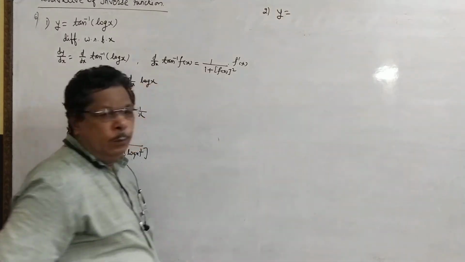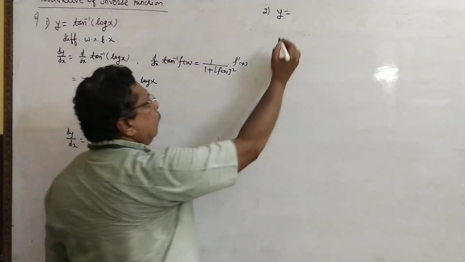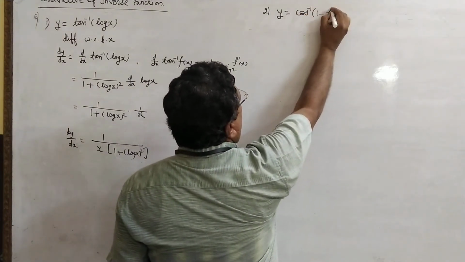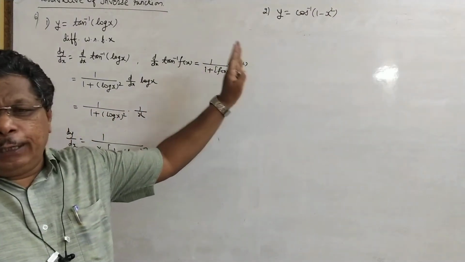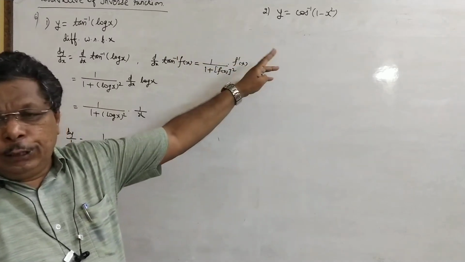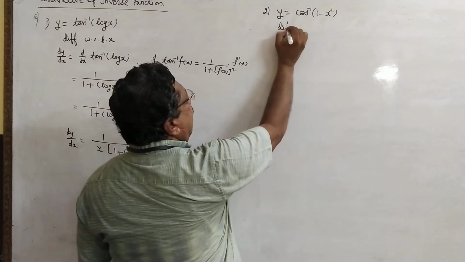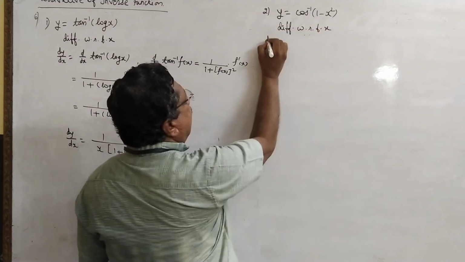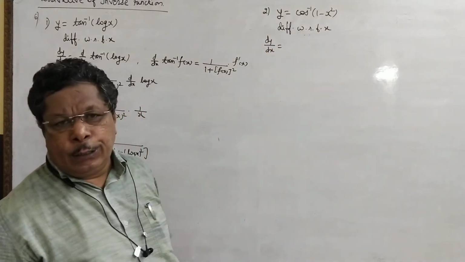Y equal to cos inverse 1 minus x square. Y equal to cos inverse 1 minus x square. Differentiate this function with respect to x. Derivative of y with respect to x is dy by dx.